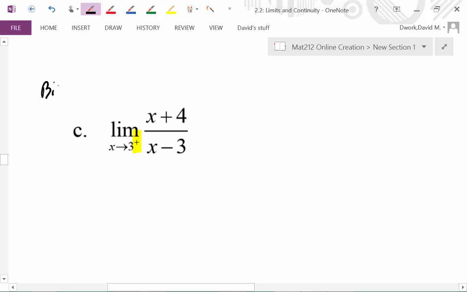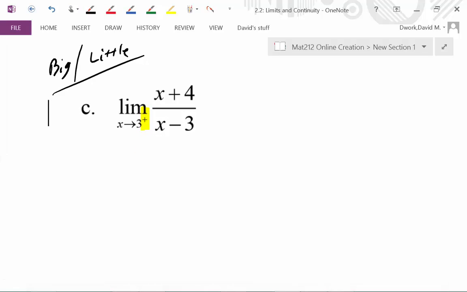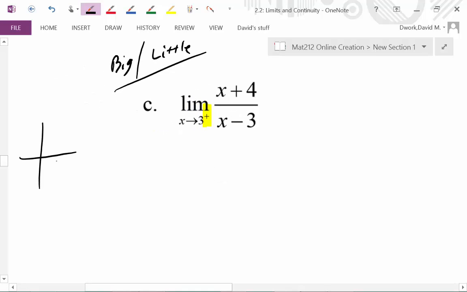I'm going to use something called big little logic to get me through this problem, but there's lots of ways of doing it. You could sketch the graph. We can't algebraically simplify this, but I think you'll see the big little logic is kind of fun. Now, as we approach 3 from the right hand side, let's think about what kind of numbers that would be.